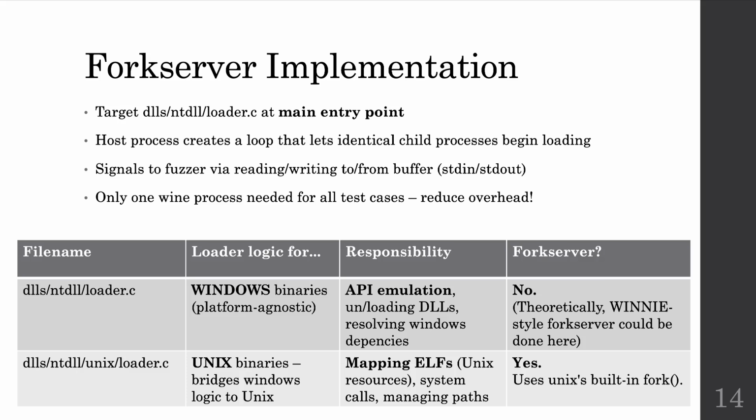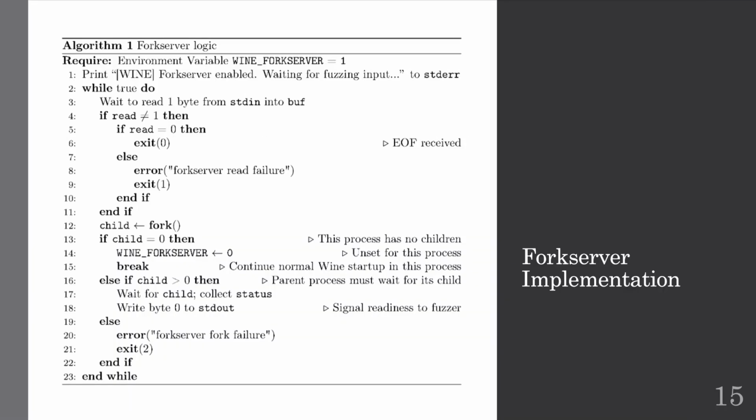By only using one wine process for all the test cases, we greatly reduce the overhead of testing with the fuzzer on wine. Here's a little bit of pseudocode for the algorithm that runs the Forkserver logic.